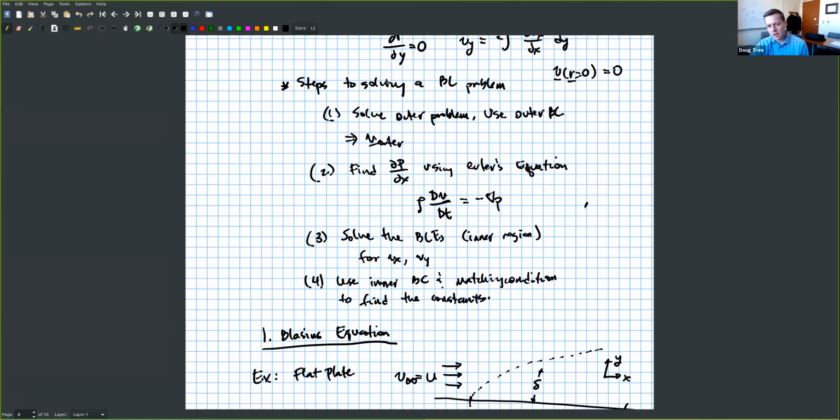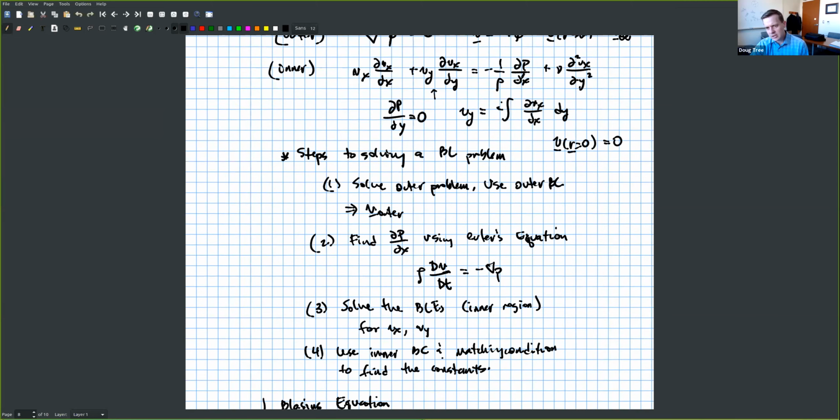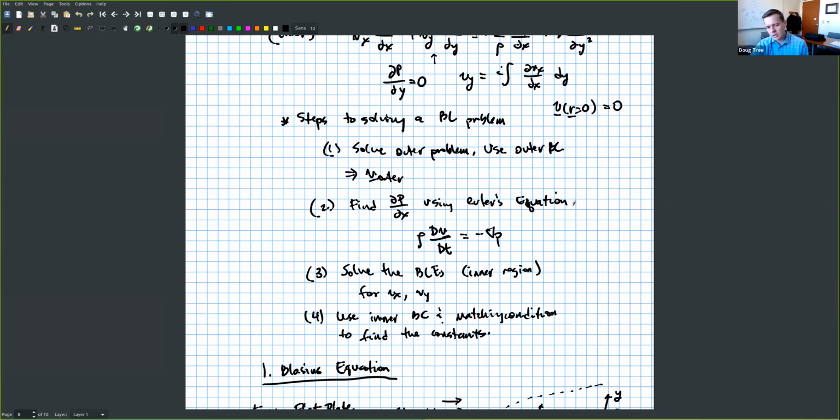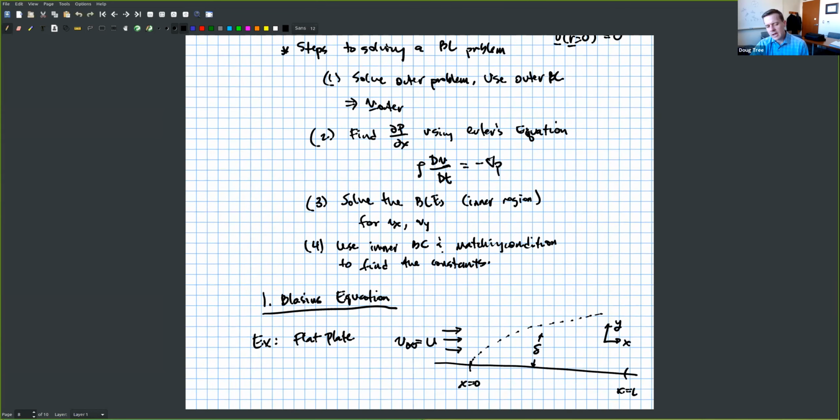So to solve a boundary layer problem, you have to solve the outer problem first using the outer boundary condition, and then find this dp dx term, which you get from Euler's equation. Then you solve the boundary layer equations in the inner region, and then you use the inner boundary condition and matching conditions to find the constants for the boundary layer equation, okay? So that's a whole mouthful. All right, but that's what we've been doing.